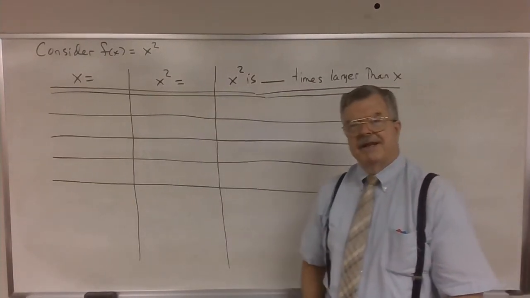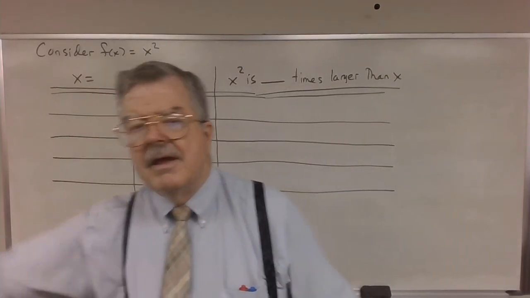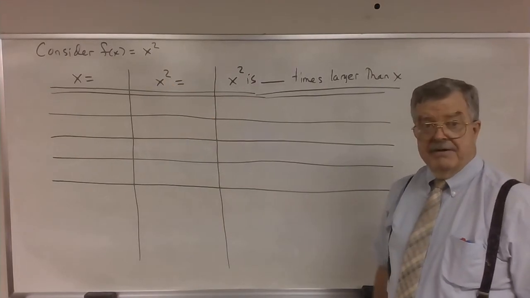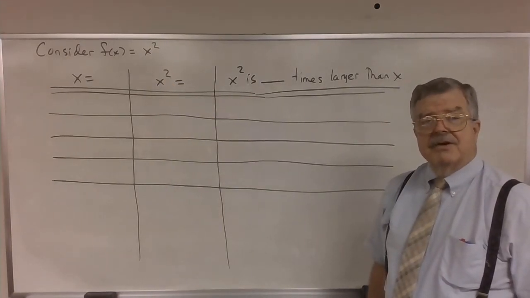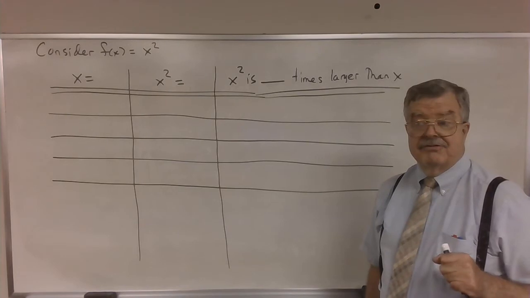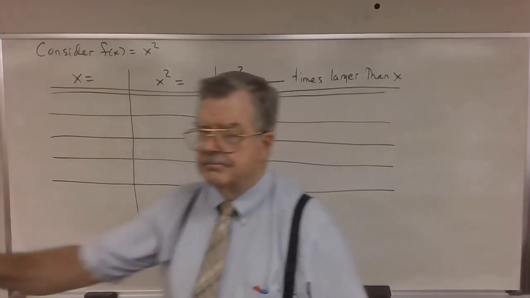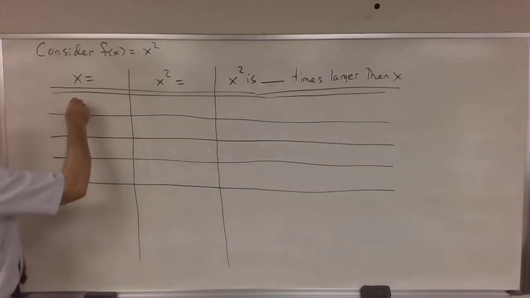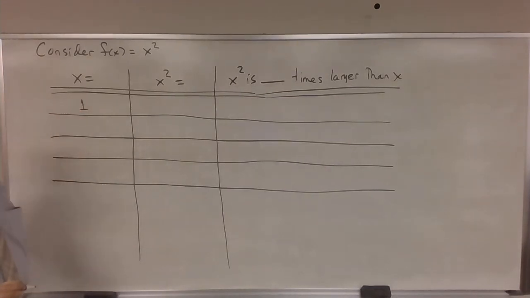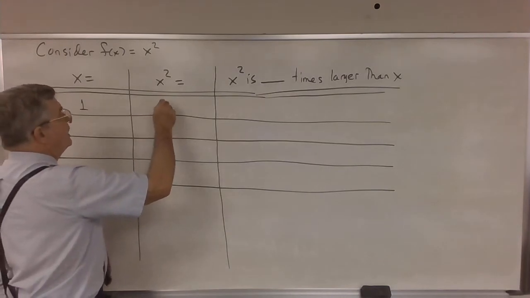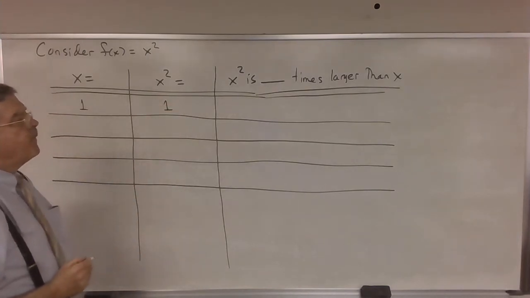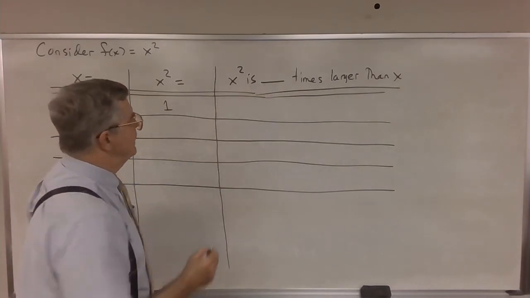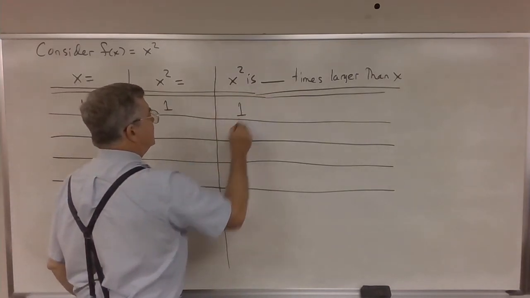Here's our motivating example. We're working with the function f of x equals x squared. And we're going to compare values of x and x squared. So, let's say that x equals 1. Then x squared equals 1. And we could say that x squared is 1 times larger than x. They're the same size.